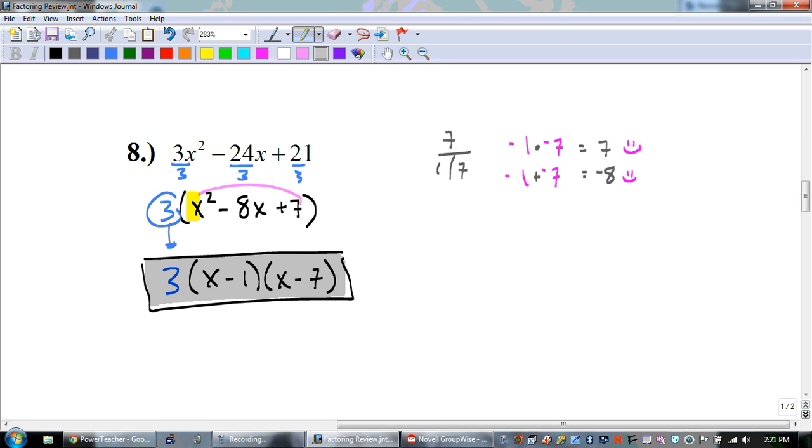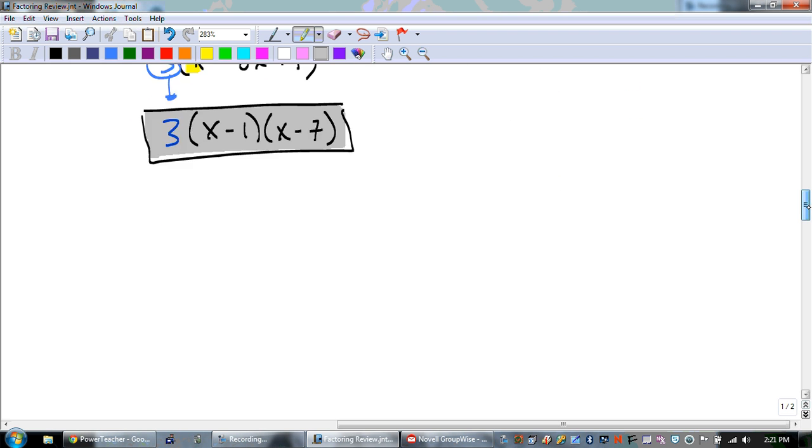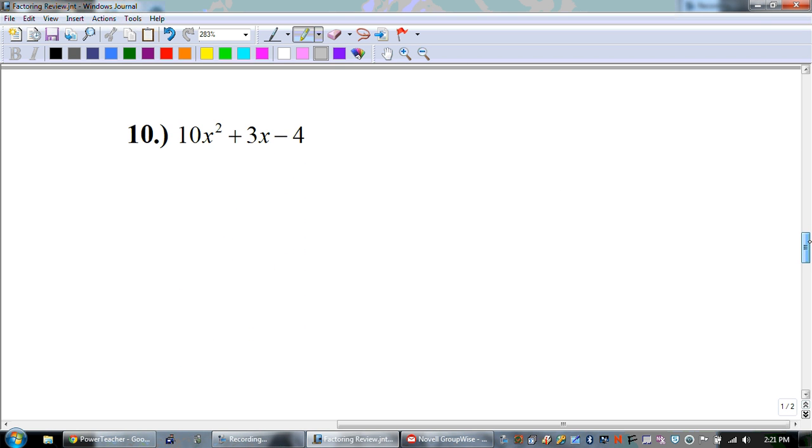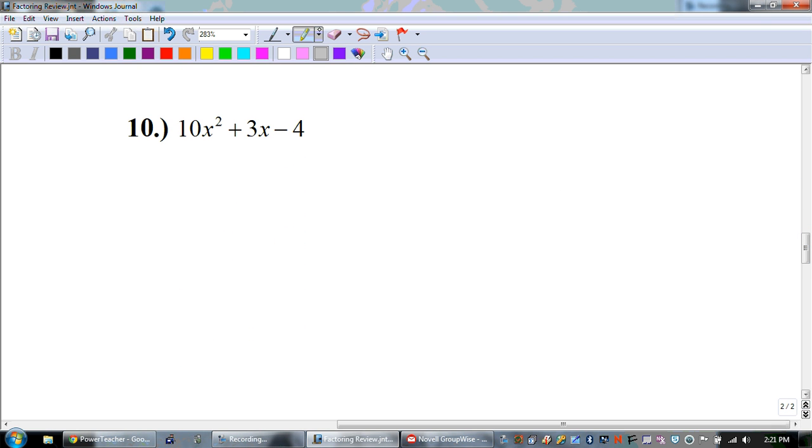All right, let's flip it over. Number 10. All right, the first thing we check, is there a GCF? Can I take anything out? Nope. Okay, so the next thing is when we multiply.